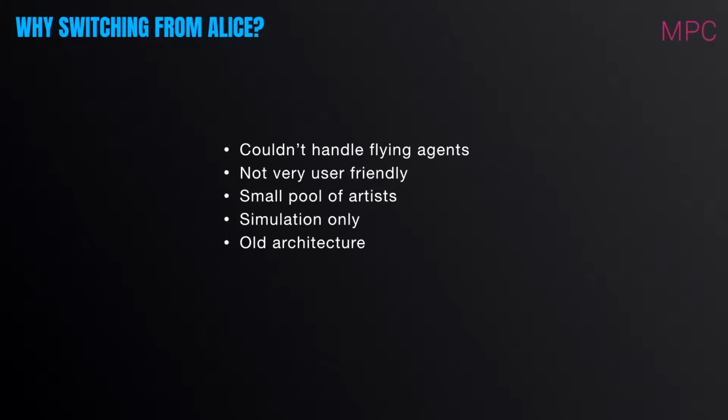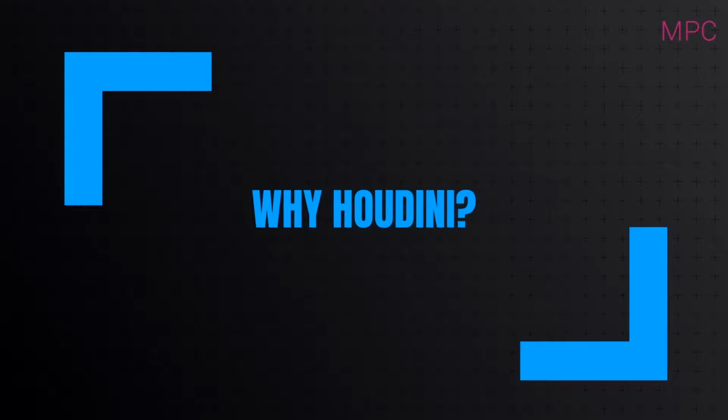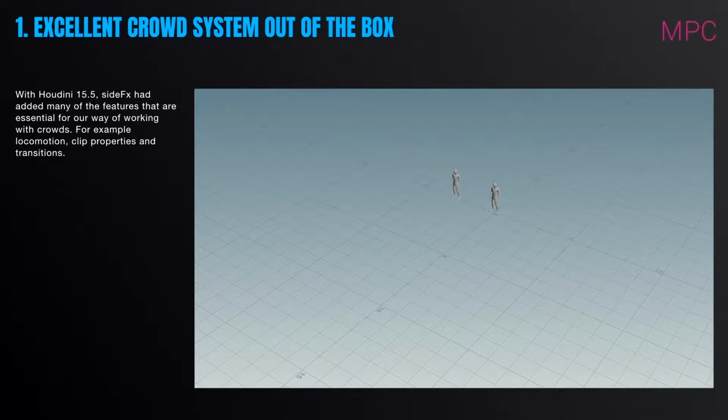But the next question, okay, so we are changing software, but why Houdini? And we had a couple of reasons. The first one was it had an excellent crowd system out of the box since 15.5. So Side Effects added a lot of features that we really wanted. One of them was, for example, locomotion. If you don't know what locomotion is, that is when you take an agent clip, strip out the motion of the agent, put that in a separate channel, and then you drive the agent with that.